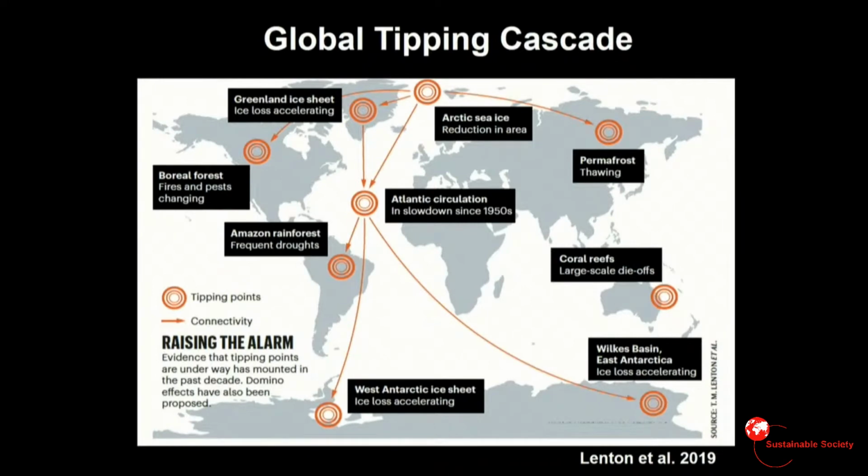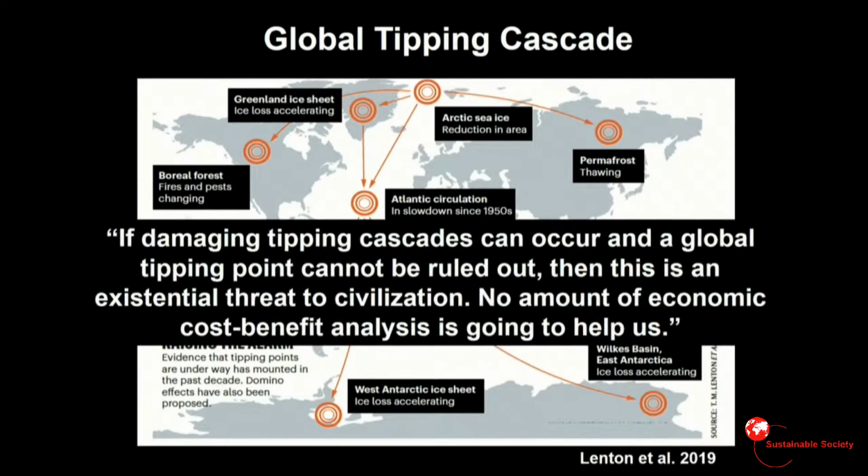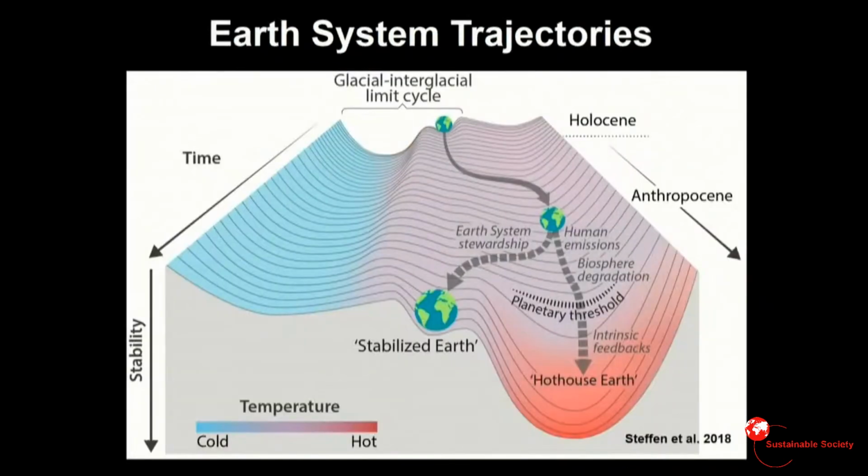These are linked. And the problem is we could get to a point where these linkages, these cascades, could become unstoppable. And that's the real concern, is that the Earth system would simply move out of our control and go to a much hotter state. So we made this statement here, very important one. If damaging tipping cascades can occur and a global tipping point cannot be ruled out, then this is an existential threat to our civilization. No amount of economic cost-benefit analysis is going to help us. Next slide, please. Right, that was the quote there.